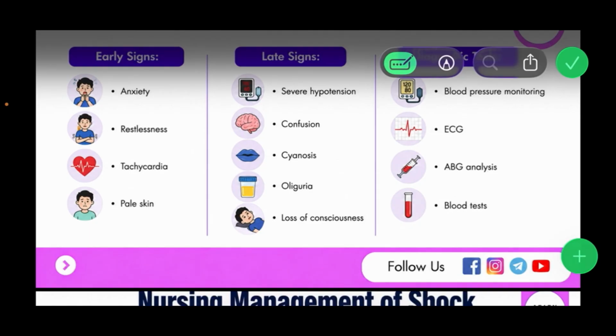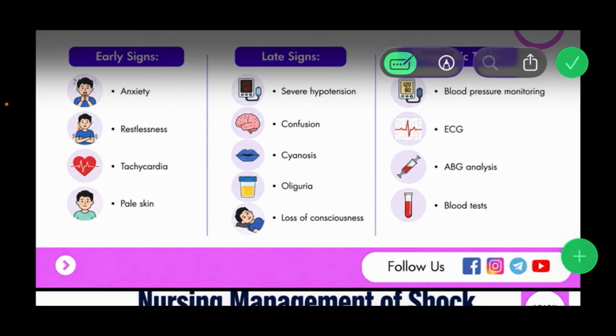Late signs: severe hypotension. A patient with cardiogenic shock develops a blood pressure of 70 over 40 mmHg due to failure of the heart to pump effectively. Okay, so this is severe hypotension. Then confusion. For example, an elderly patient with septic shock becomes disoriented and cannot recognize family members because of reduced brain perfusion. So these are the late signs.